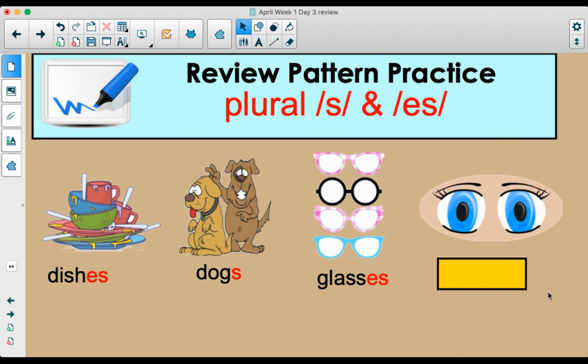Now it's our last word. The word is eyes. Say it with me, eyes. Now write it down. All right, let's spell it. E-Y-E-S, eyes. Whew, we spelled so many words.